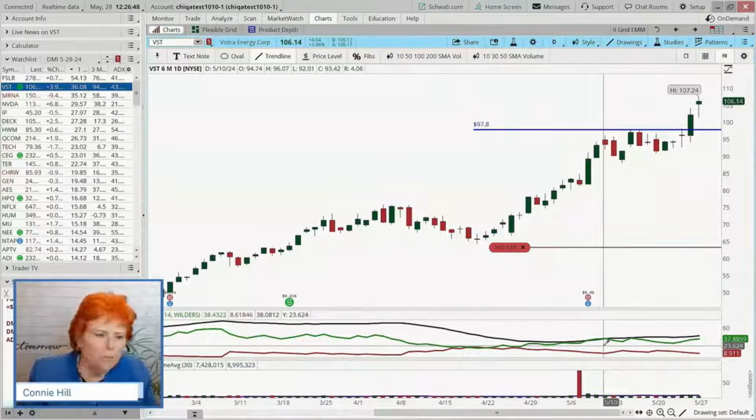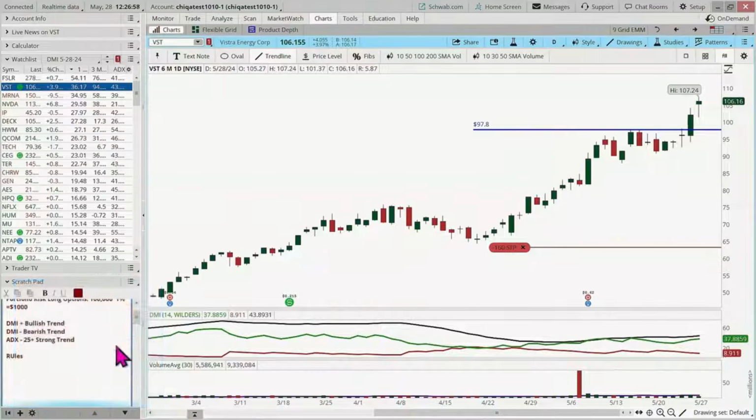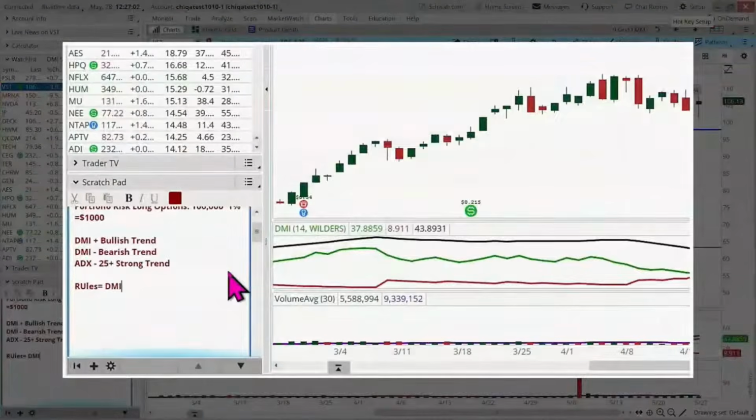So for today, one of our trades that we're going to do is on Vistra Energy. And I want to put down some rules here. Okay, so rules: we need DMI positive over DMI negative. That's rule number one.